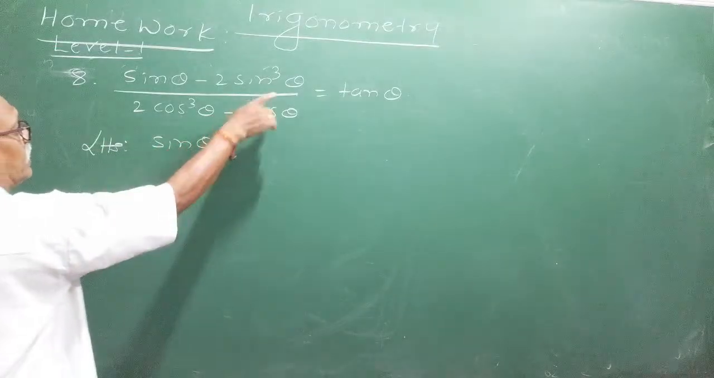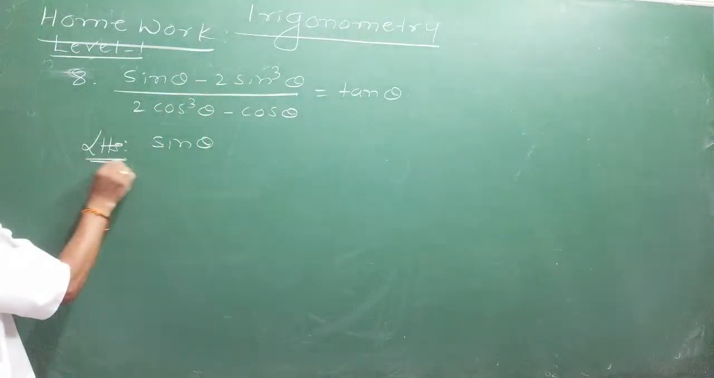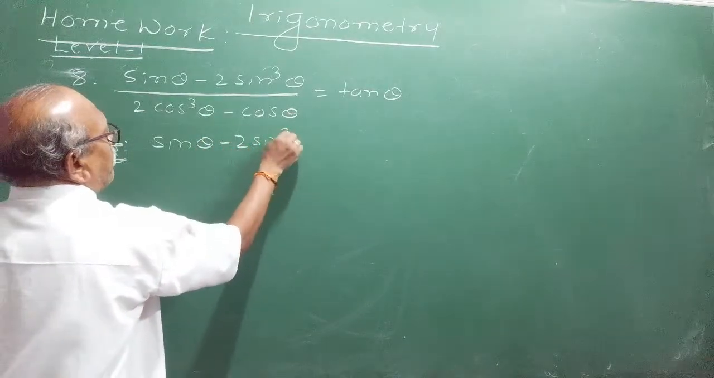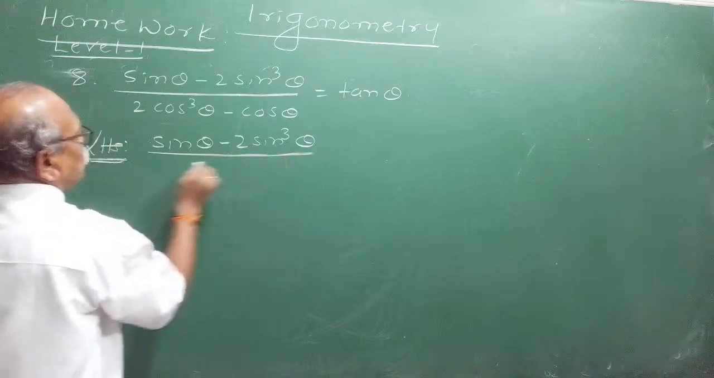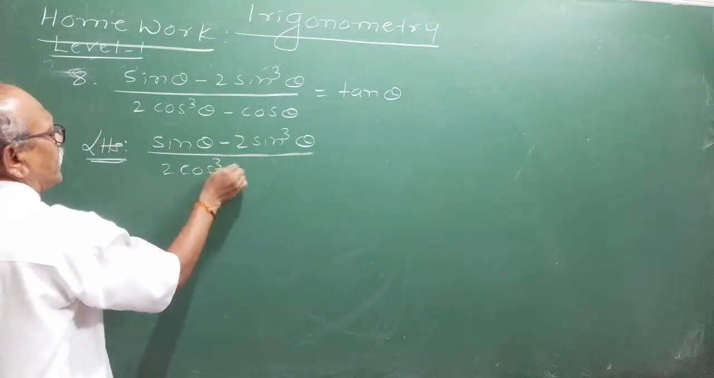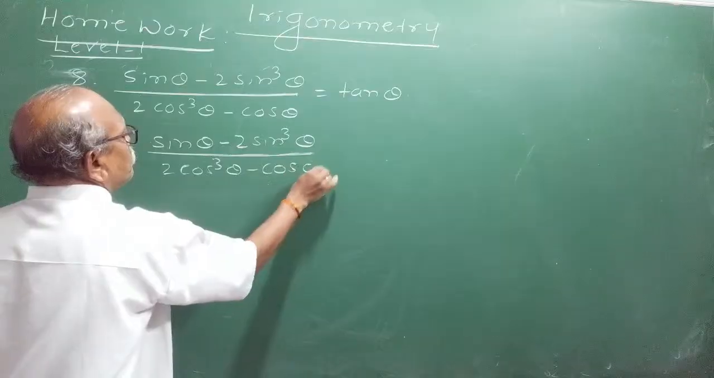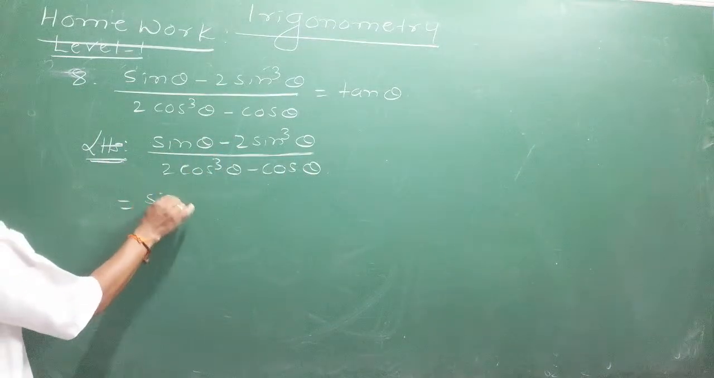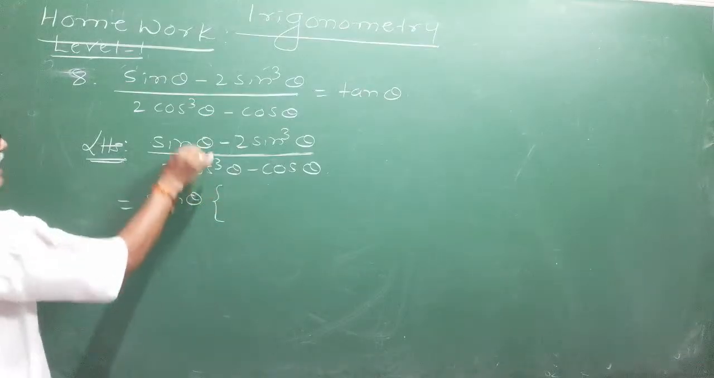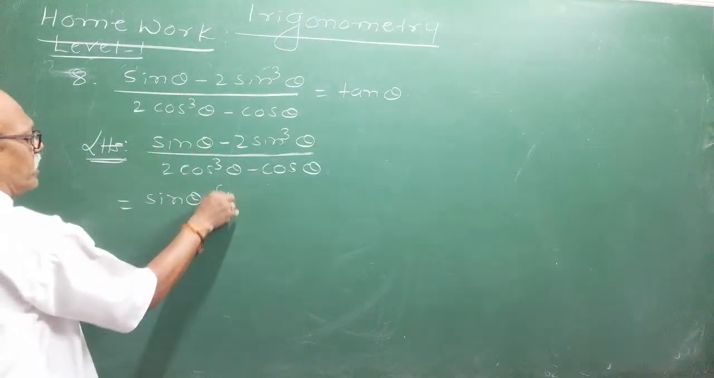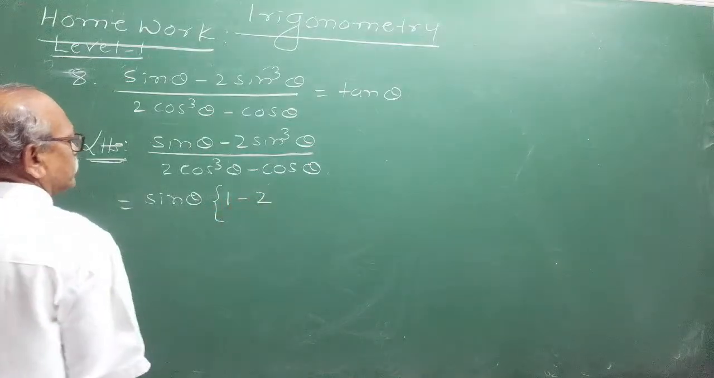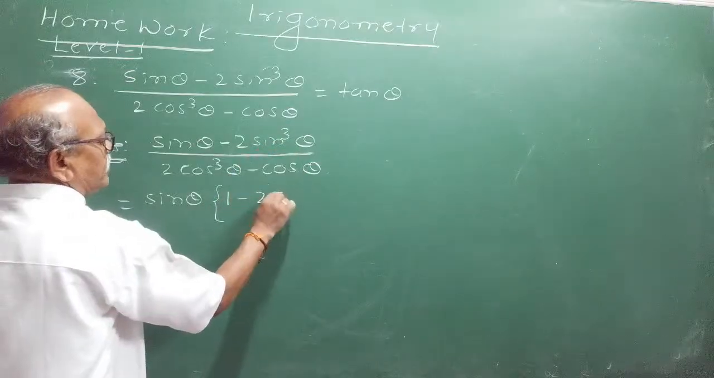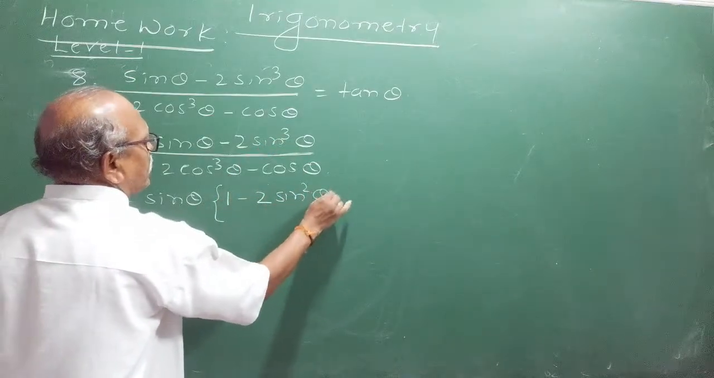First of all, you write the left hand side. LHS means left hand side. Sin theta minus 2 sin cube theta divided by 2 cos cube theta minus cos theta. You can observe, is there any common factor in the numerator? Common in the numerator is sin theta. If you take sin theta common, you are left with 1 minus 2, as it is. From sin cube theta, if one sin theta cancels, how many sin thetas are left? Sin square theta is left in the bracket.